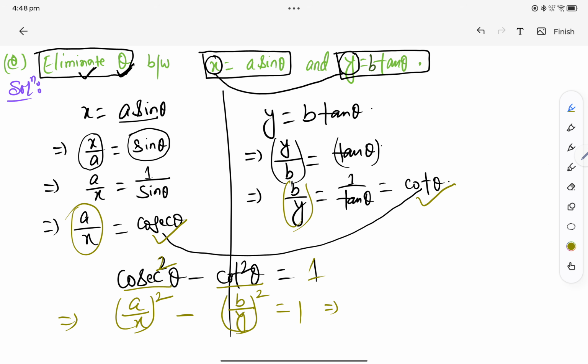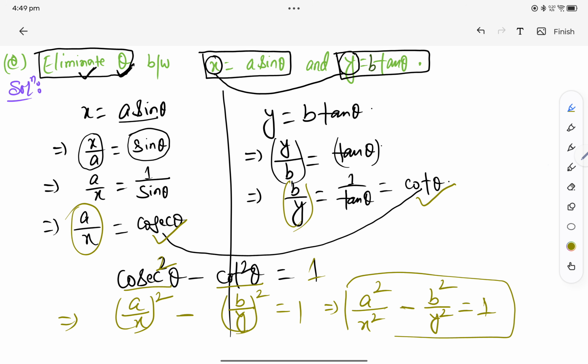On solving, you get a square over x square minus b square over y square is equal to 1. And this is the relationship between x square and y square, which is independent of this angle theta. Similarly, you can eliminate any parameter like theta. It may be anything, between 2 or 3 or more equations, for more variables.